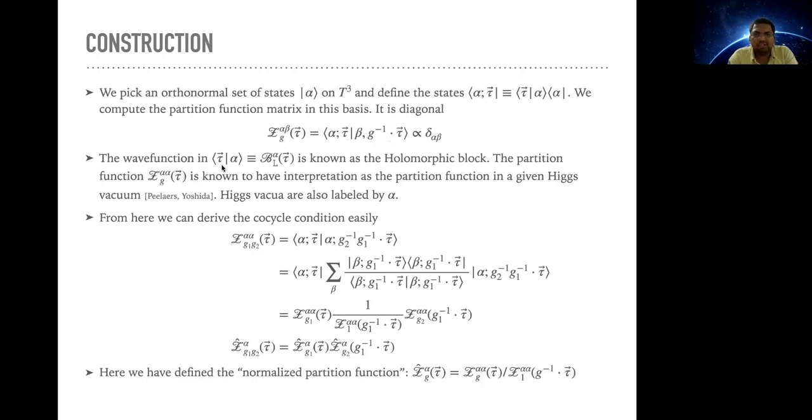Now the wave functions here, tau alpha, are known as the holomorphic blocks. These have been studied before by Wolfgar and Yoshida and so on. And this partition function that you obtain by gluing the two holomorphic blocks is known to have an interpretation as the partition function of the theory in a particular Higgs vacuum. And the Higgs vacua are also labeled by this alpha. So these are the states that we will consider, this alpha basis. And because they are diagonal, we just consider Z_alpha alpha. And now once we have those, it's very easy to see where this one cocycle condition is coming from.